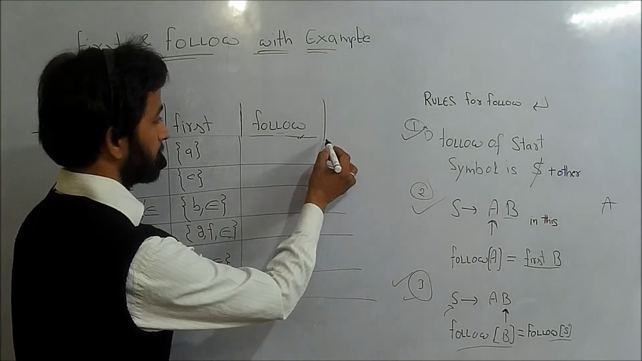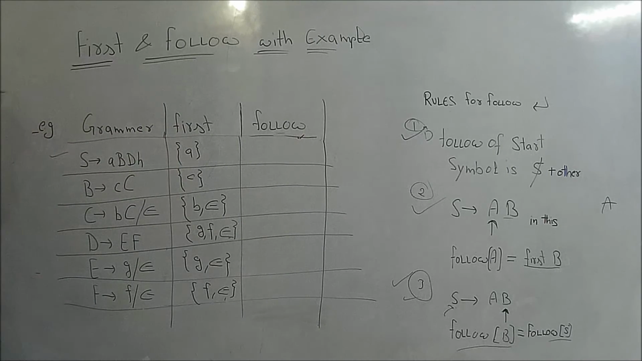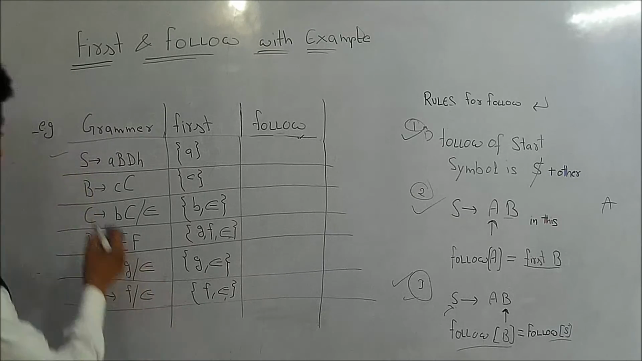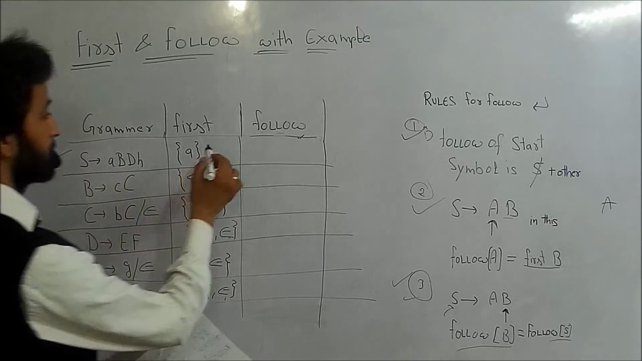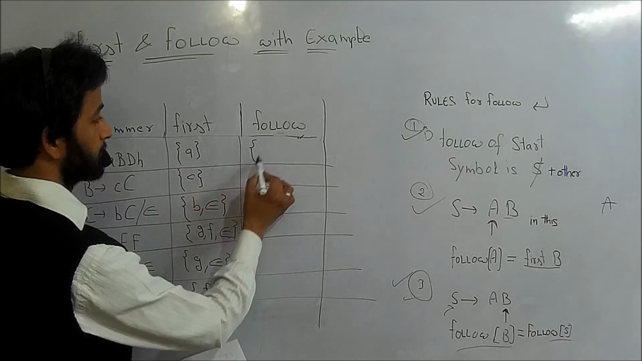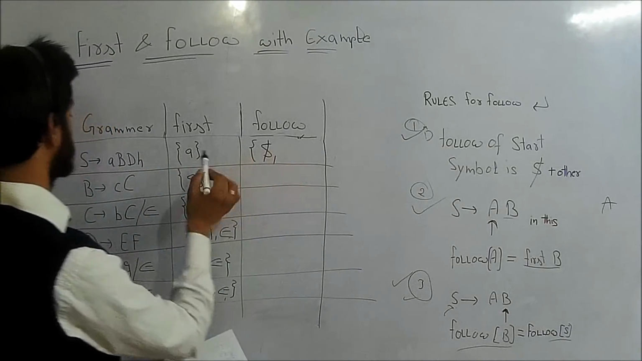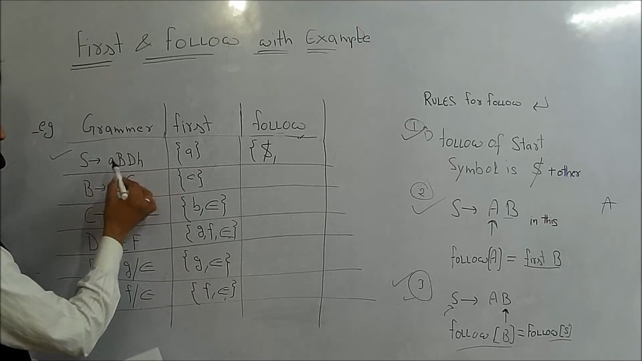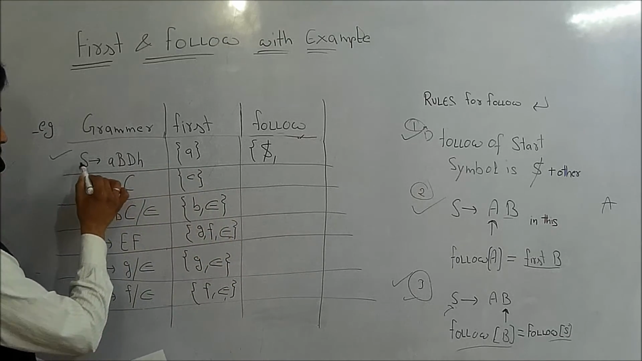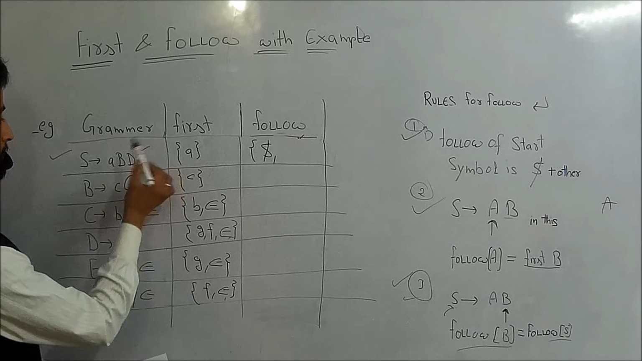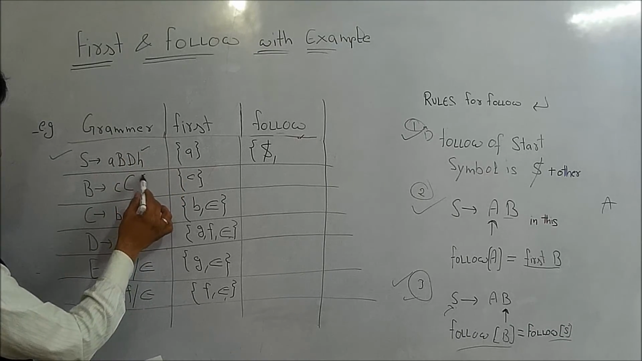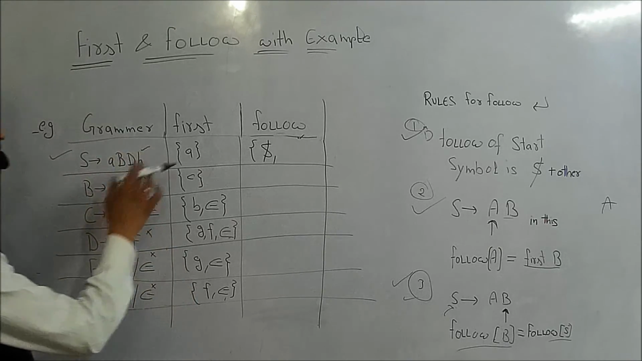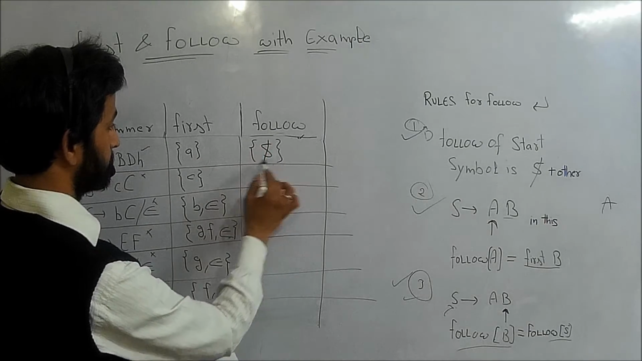So now we will calculate the follow of the given grammar. Here, the follow of S, I will start from here. The follow of S is dollar, because the follow of the start symbol is always dollar, and check for the others. I will check the occurrence of S in the right hand side of the productions. There is no occurrence of S in the right hand side. Then it is okay, and the follow of S is dollar itself.